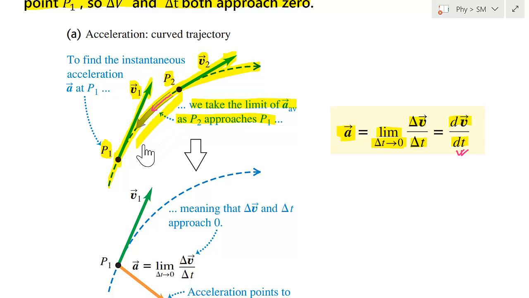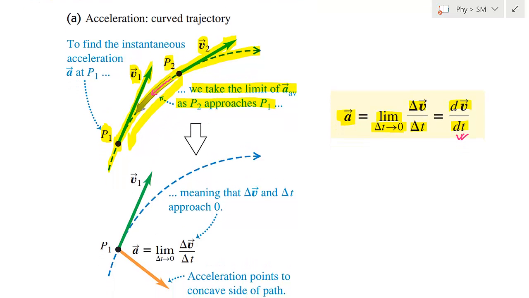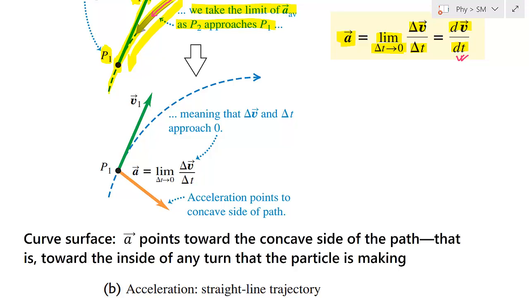So P2 is approaching P1, and whatever the value of the average acceleration is, we'll call this the instantaneous acceleration. And if you remember, the direction is towards the center, so this will be the direction of average acceleration, and when this time interval reaches 0, this will also be the direction of instantaneous acceleration. So if delta v and delta t approach 0, we can say instantaneous acceleration is equal to the limit of delta v by delta t when delta t goes to 0, and we write simply dv by dt.